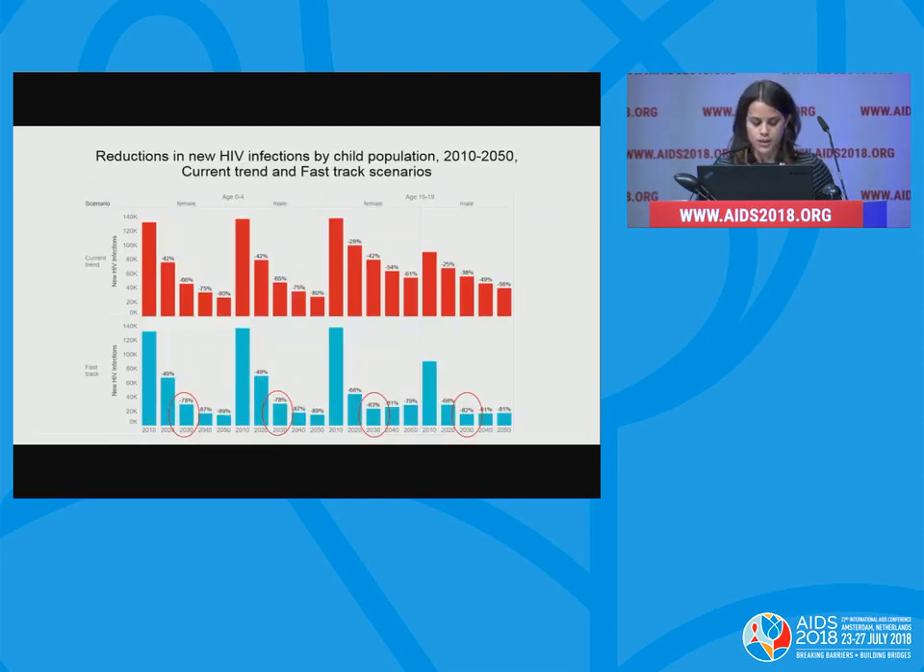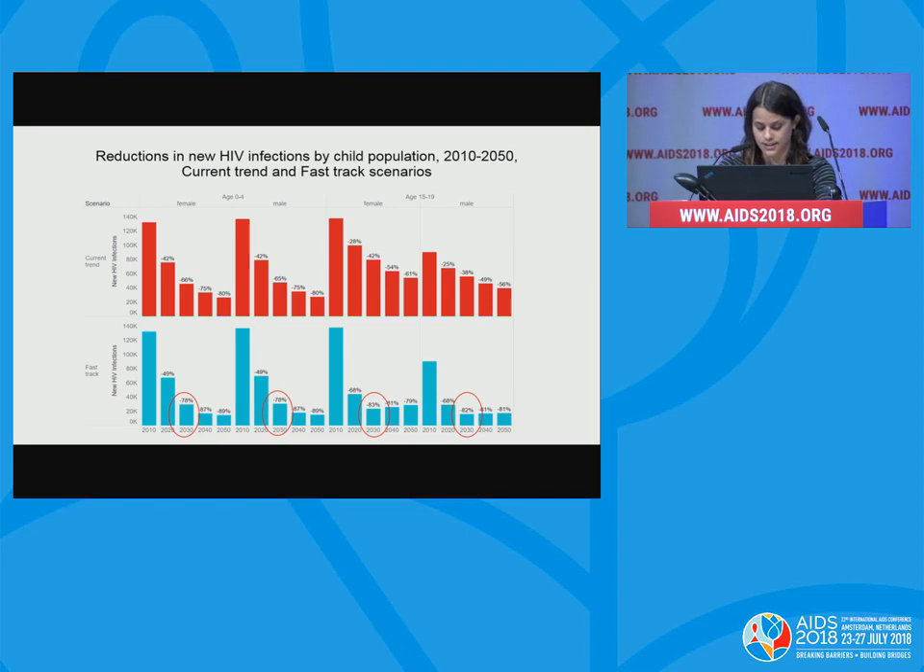So this chart shows the number of new HIV infections among children and adolescents by sex and at each decade. The labels show the percent decline since 2010, since that's when we set these global targets. The red bars represent the projected current trend scenario, while the blue bars represent the fast track scenario.